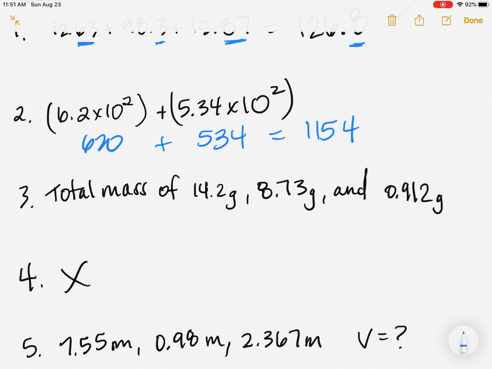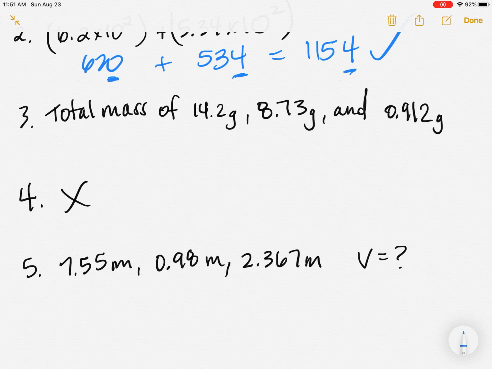Neither of these numbers have a decimal point, meaning the smallest place value is the ones place, okay? So I have a digit in the ones place, I have a digit in the ones place, which means my number has to also have a digit in the ones place. So again, in this case, I don't need to round or add any decimal places or remove any decimal places because it already matches. All right, the third one said, find the total mass of these 3 masses.